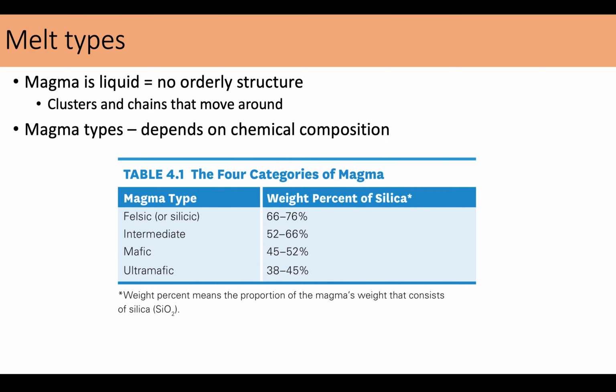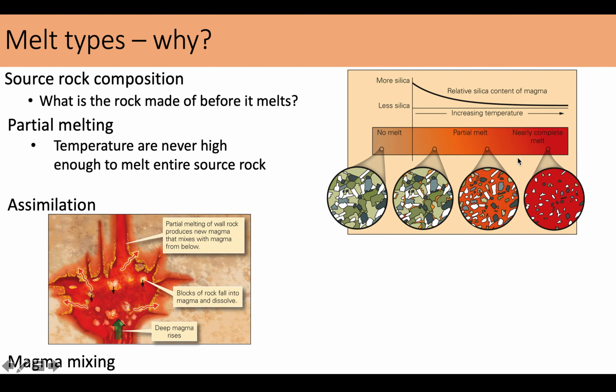The type of magma depends on the chemical composition. So as we talked about, that percentage of silica, the amount of silica within that magma, is going to tell us which type of magma we're dealing with. Felsic is high silica content. Mafic is low silica content. So there's different melt types. The type of magma is due to the type of rock that melted.